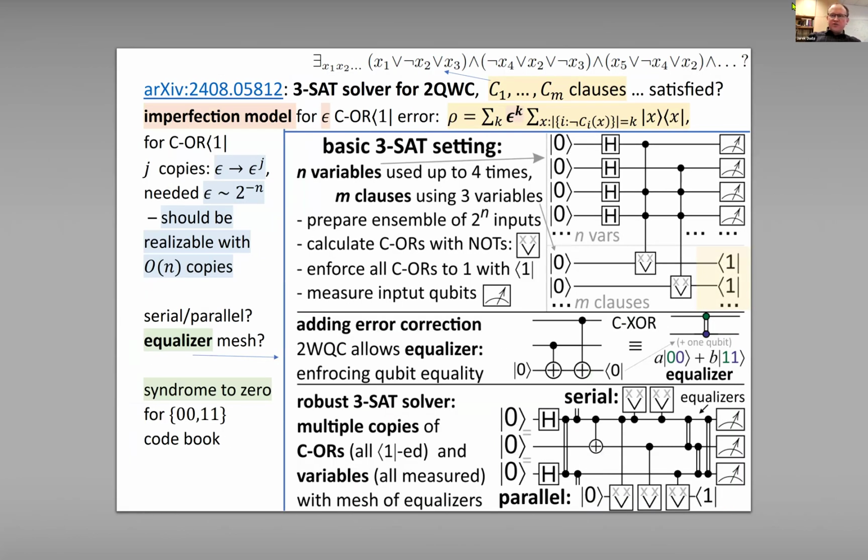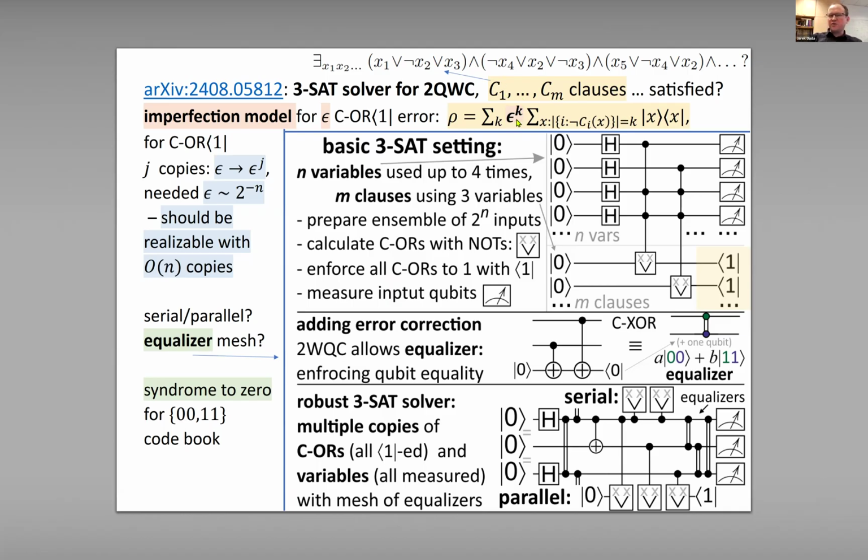Okay, so this was a theoretical possibility, but in practice, obviously, we don't have perfect quantum gates, preparation, and so on. So the question is, what happens for a not perfect two-way quantum computer? A perfect quantum computer would prepare a density matrix having only the solution to our NP problem. An imperfect one, here is some model, would also have inputs which break some of the clauses.